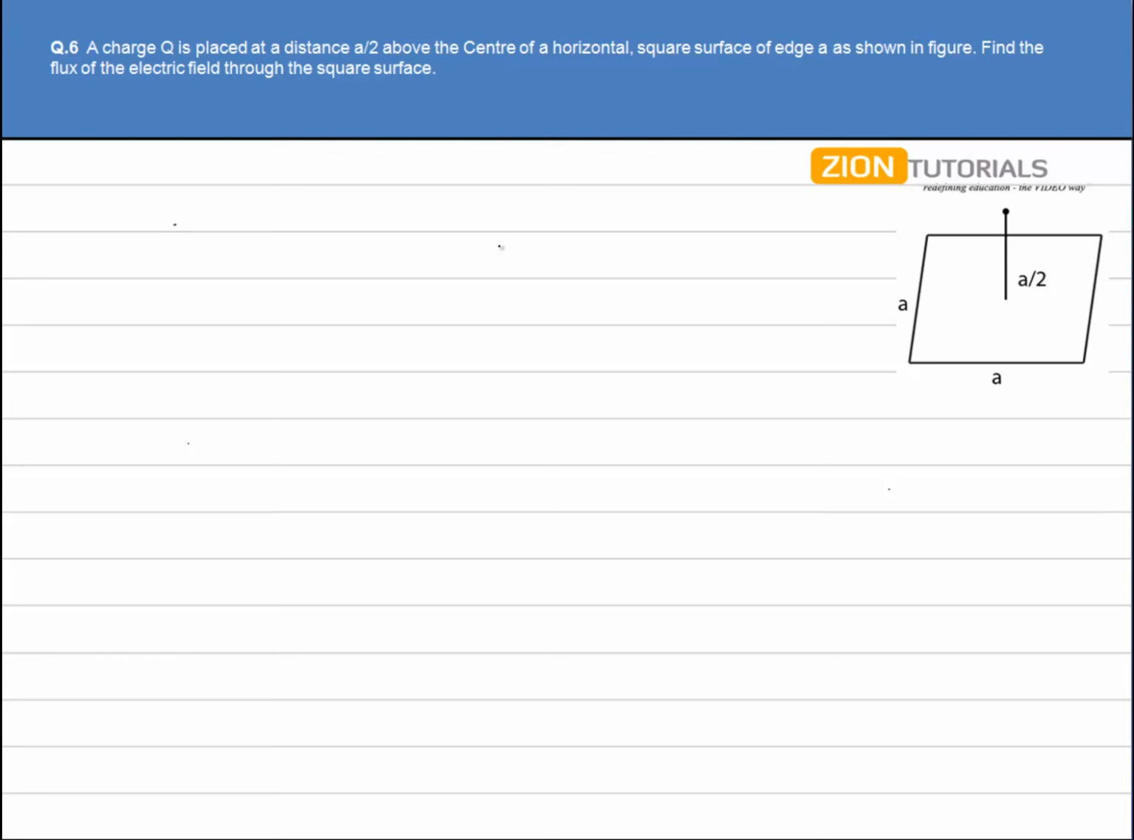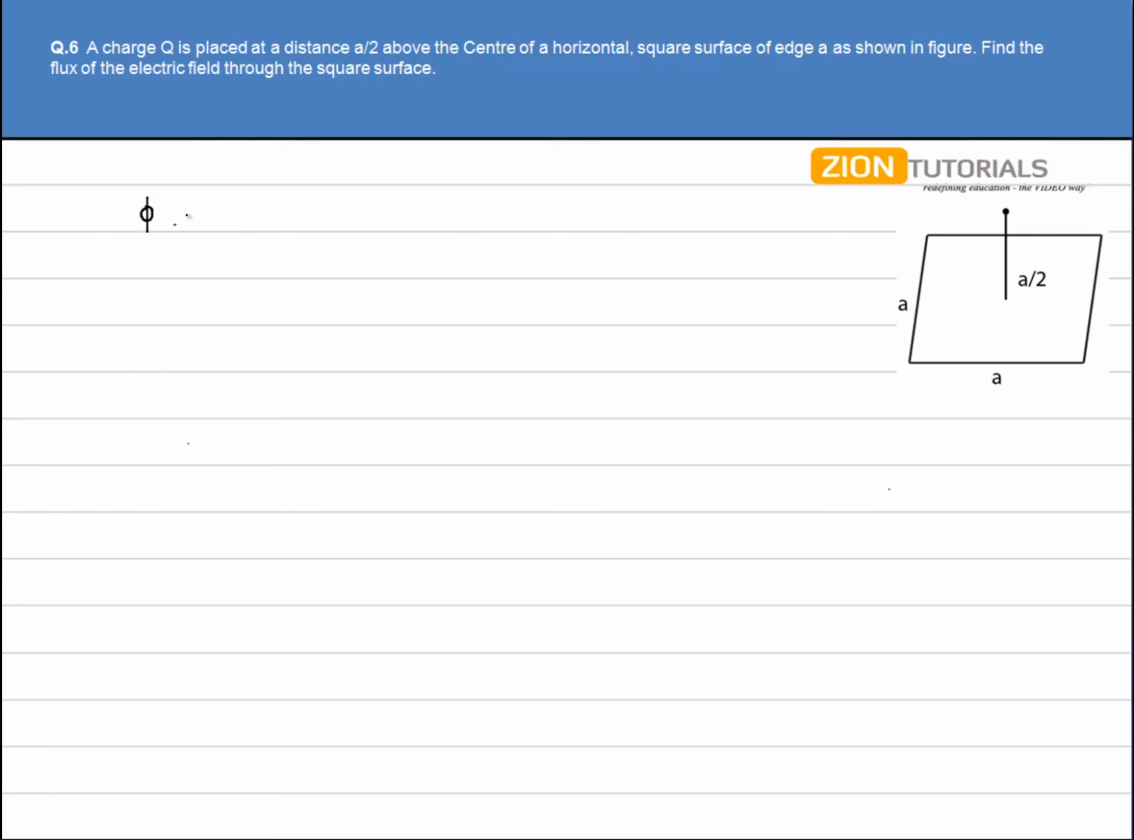A charge q is placed at a distance a/2 from the center of a horizontal square surface of edge a, as shown in the figure. Find the flux of electric field through the square surface. Alright, now we have to calculate the net flux.